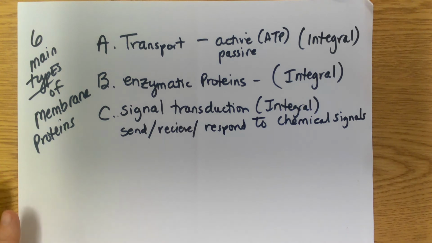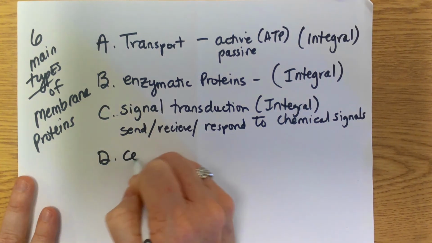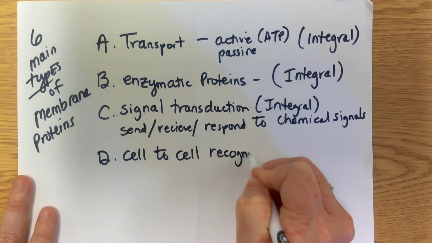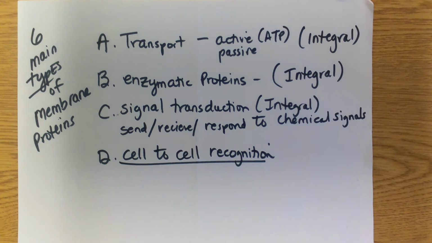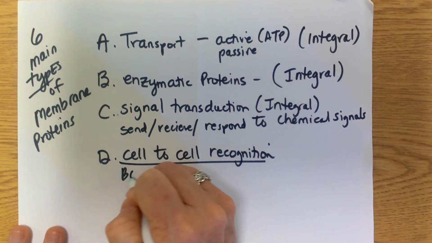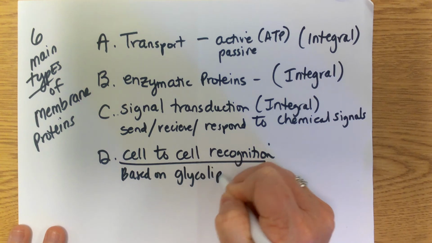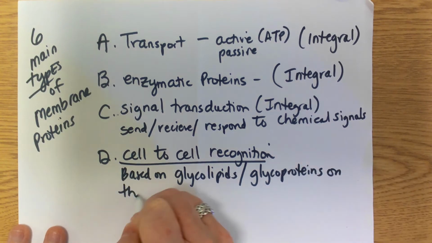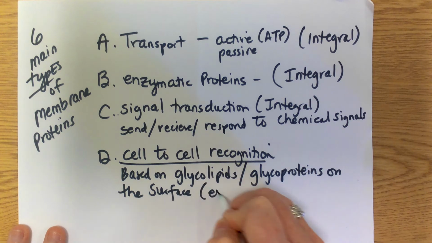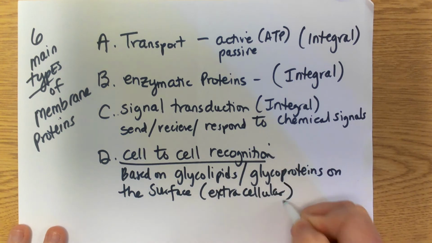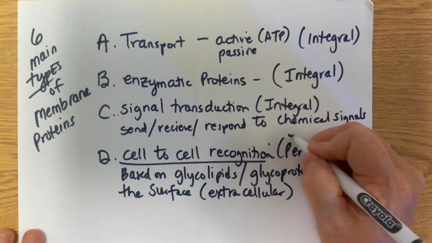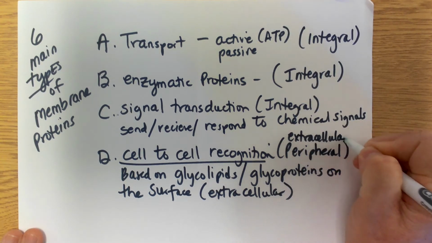All right. The fourth category of membrane proteins is cell-to-cell recognition. And these are extremely important because this is how cells understand or know that another cell is a good guy. These are based on glycolipids and glycoproteins on the surface of the cell. So that's going to be extracellular. Therefore, since it's only on the surface, these are going to be peripheral proteins. And basically, they're only on the extracellular side. There's no need for them to be on the intracellular side.